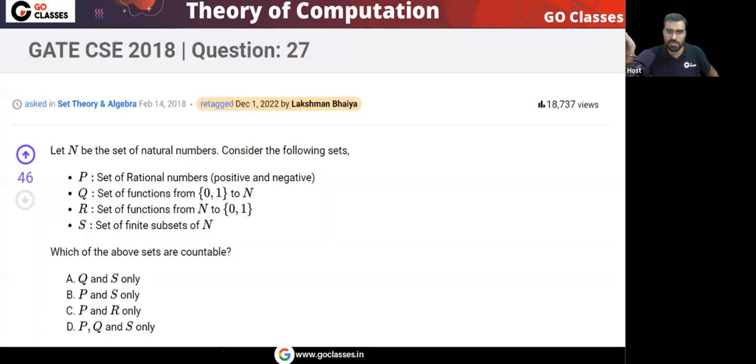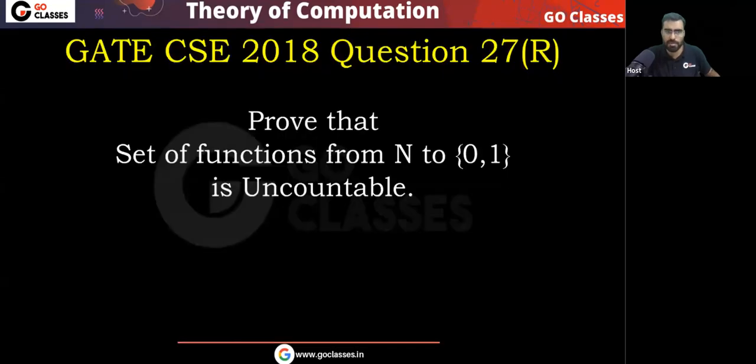Now let's see this question. This is actually a GATE exam question. Right now we will only solve the part R. In this GATE 2018 question, let's solve this R, that is the set of all functions from N to {0, 1}. Is this countable or uncountable?